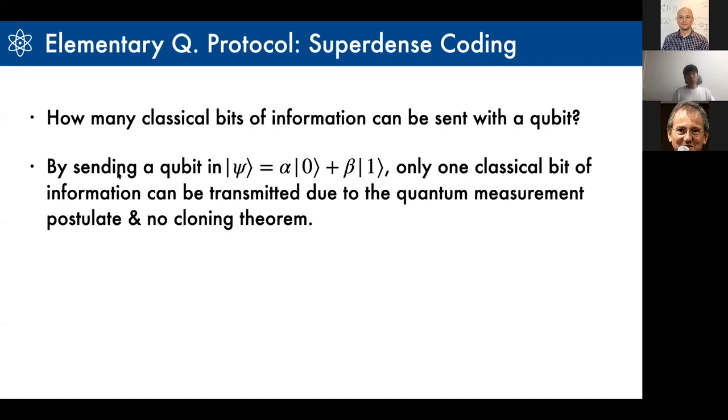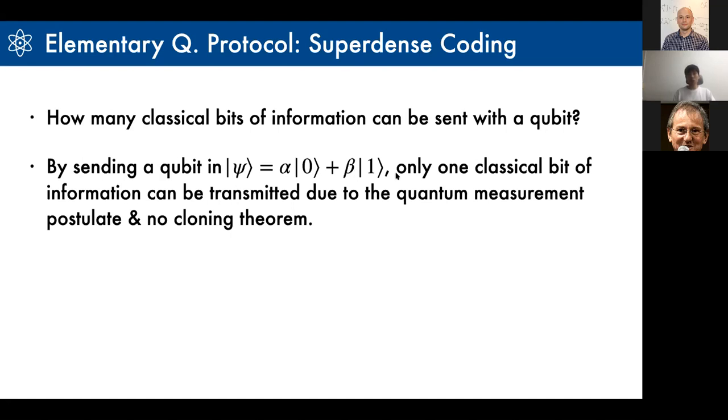By sending a qubit, so remember, a single qubit state could be written in this form. It seems like, at first glance, the information that's been encoded in a single qubit is very rich, right? Because alpha and beta could be any complex number. So if you're not careful, you might think that by sending a qubit, you can send an infinite amount of information because these are any complex numbers, but it turns out that it's not true.